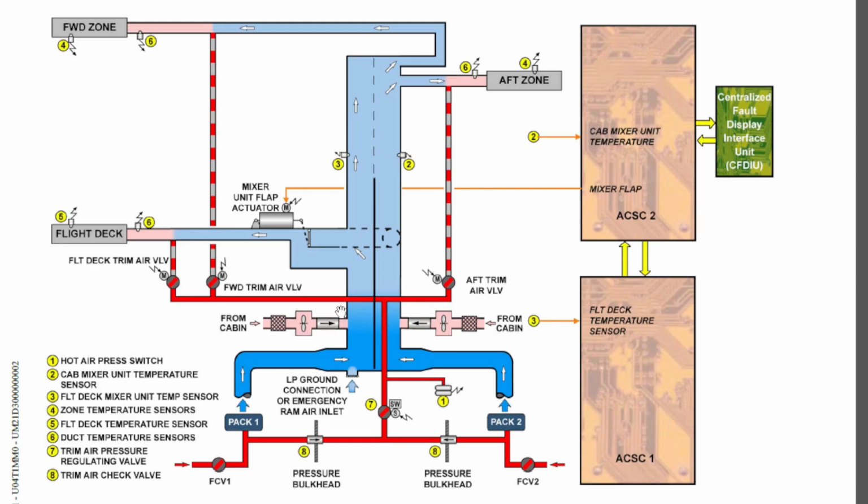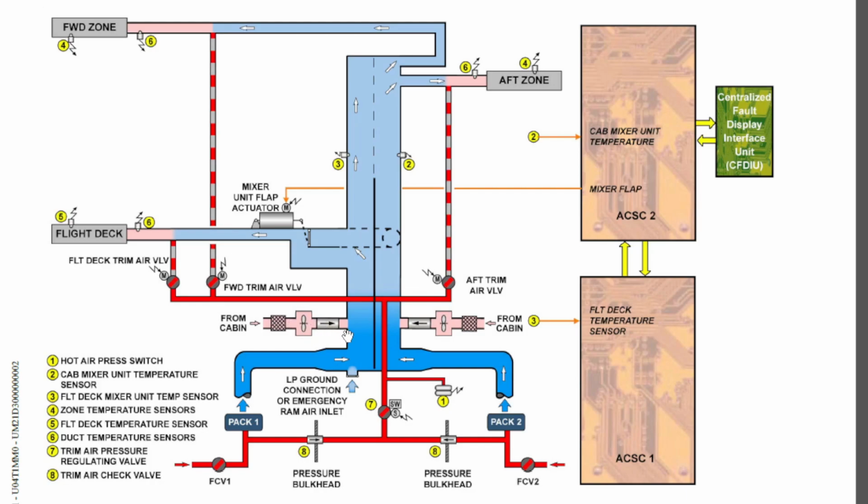What happens here is, I told you the function of the mixer unit is to mix the airflows. I told you that it gets airflow from the packs, and it also gets airflow from the cabin as well, and that air goes into the mixer unit through these filters.